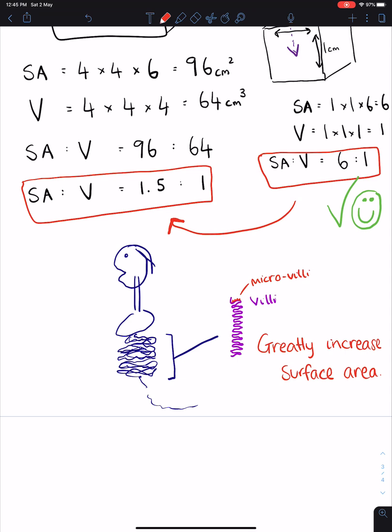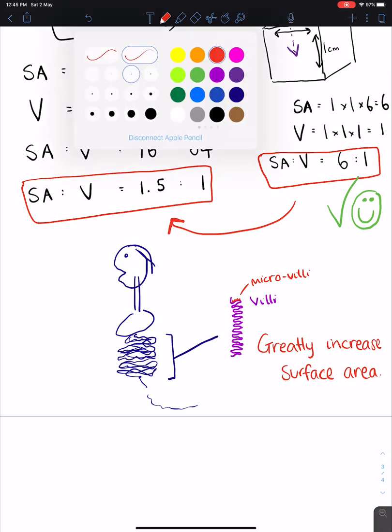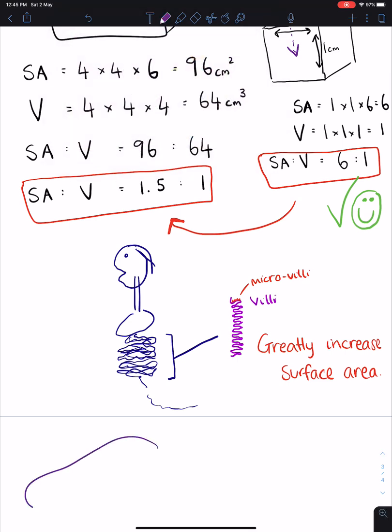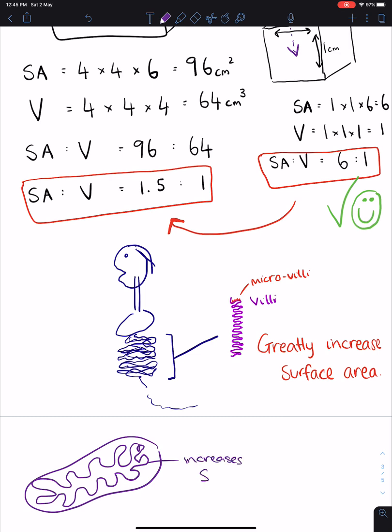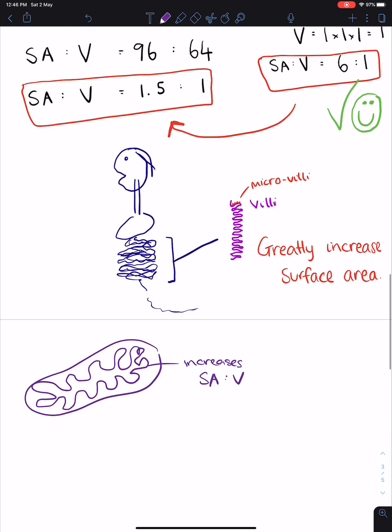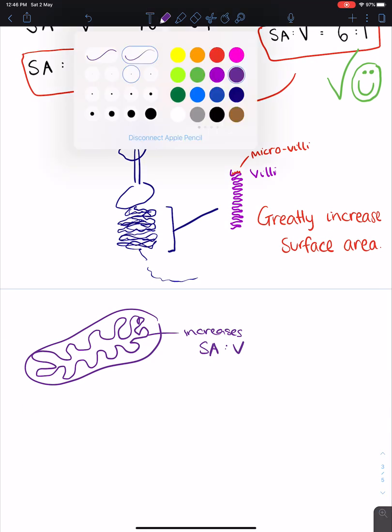And the same thing goes for the mitochondria and the chloroplast. Remember, the mitochondria has got the inner membrane. So here's a really rough mitochondria, and it's got this inner membrane that's very, very highly folded. Well, this folding increases surface area compared to the volume, so that you're getting loads and loads of those reactions, creating loads and loads of energy for the organism. And the same thing goes for the chloroplast.